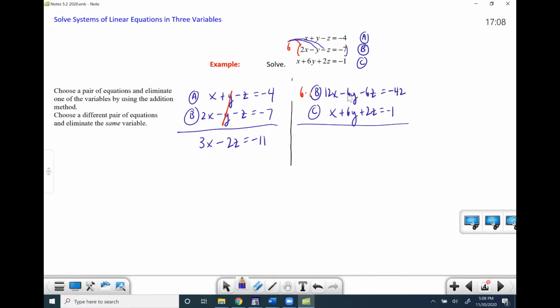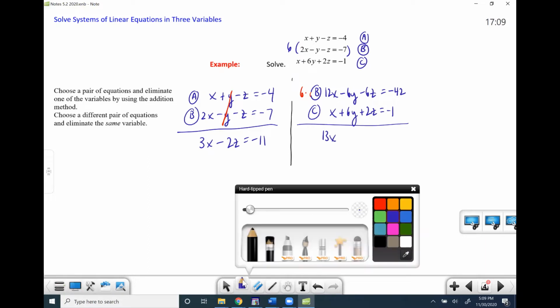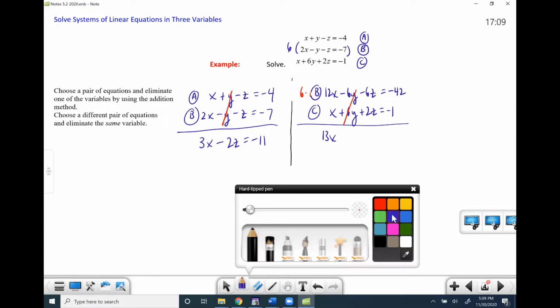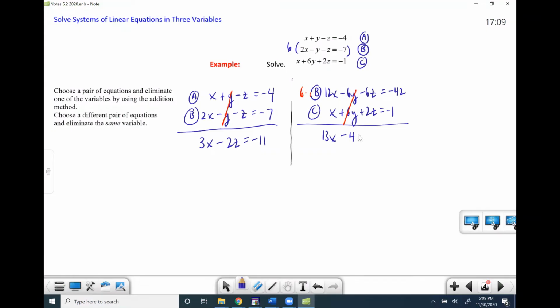A second ago, I had +6 and +6. Well, that's never going to cancel, right? So I chose the wrong value to multiply by. It should have been +6. I found it out when I tried to cancel. Okay, we're going to add downward here. So 12 plus 1 is 13. +6 and -6, bam, gone. -6 plus 2 is -4 and -43.